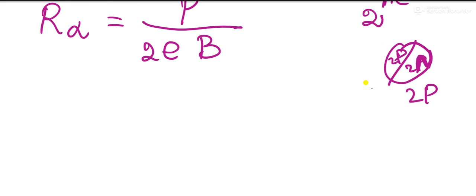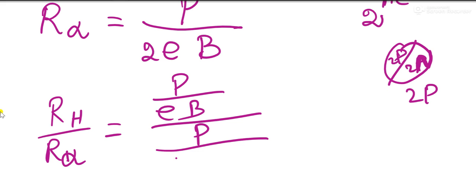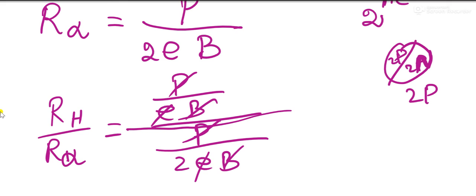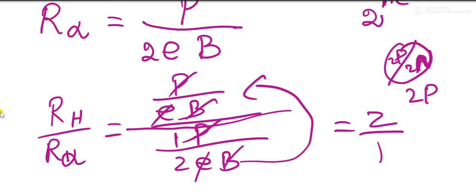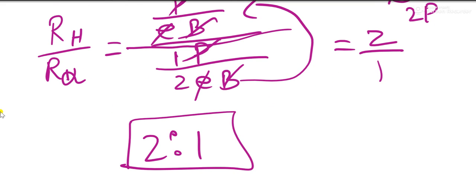Now they are asking for the ratio between the radius of hydrogen divided by the radius of the alpha particle. This is P divided by EB divided by P divided by 2 times EB. The momentum, magnetic field and charge get cancelled, so the denominator directly comes into the numerator. 2 by 1. The ratio is going to be 2:1. This is the answer for this question.